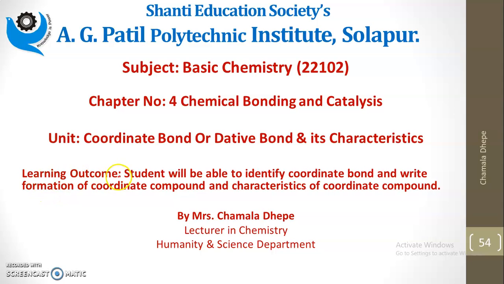So what is the learning outcome? After watching this video, the student will be able to identify a coordinate bond, write the formation of a coordinate compound, and describe the characteristics of a coordinate compound. Means in short, by looking at the compound, you can say that this is a coordinate bond. From the bond, how it is represented, all that we are going to study in this video. So you can identify a coordinate bond, write the formation of a coordinate compound, and its characteristics, that is the properties of a coordinate compound, that we are going to cover in this video.